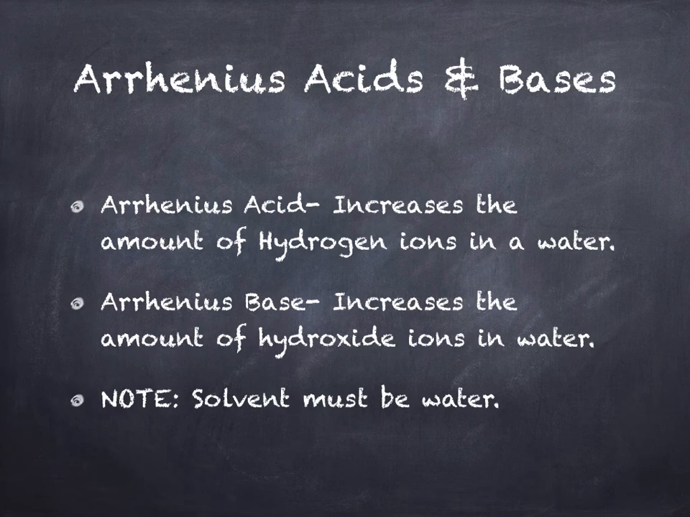All right, so our first definition is something called the Arrhenius definition of an acid or a base. The Arrhenius definition is basically what we have been talking about. An Arrhenius acid involves the increase in the amount of hydrogen ions in water. And the Arrhenius base is the increase in the amount of hydroxide ions in water.